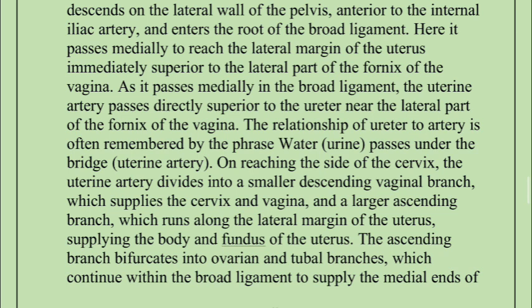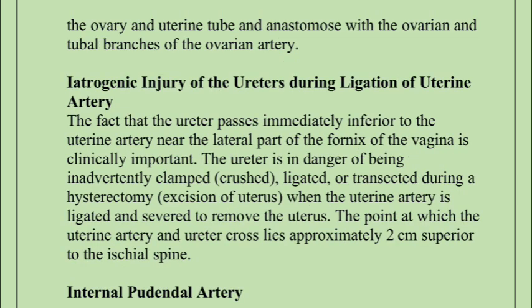The ascending branch bifurcates into the ovarian and the tubal branches. So you have the ovarian and tubal branches of the uterine artery coming up from the ascending branch bifurcation. These continue within the broad ligament to supply the medial ends of the ovary and the uterine tube. And then you have anastomoses with the ovarian and tubal branches of the ovarian artery.